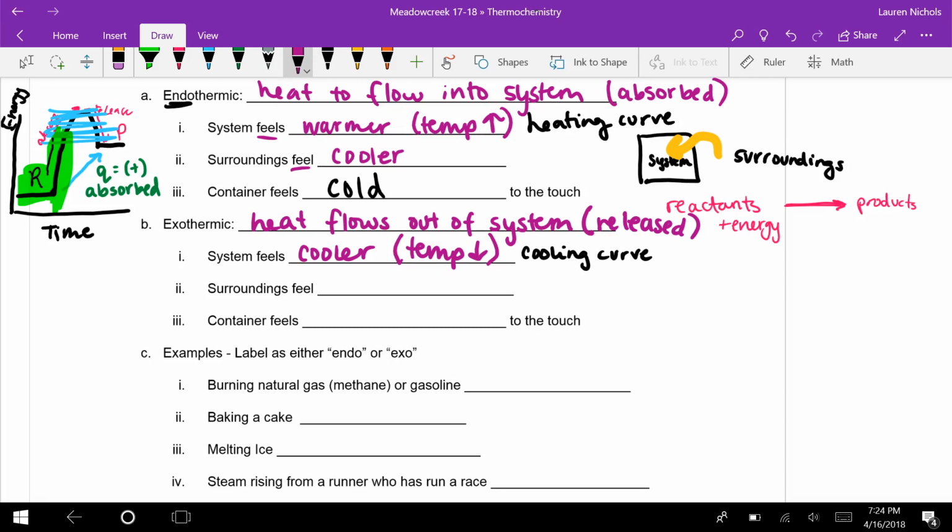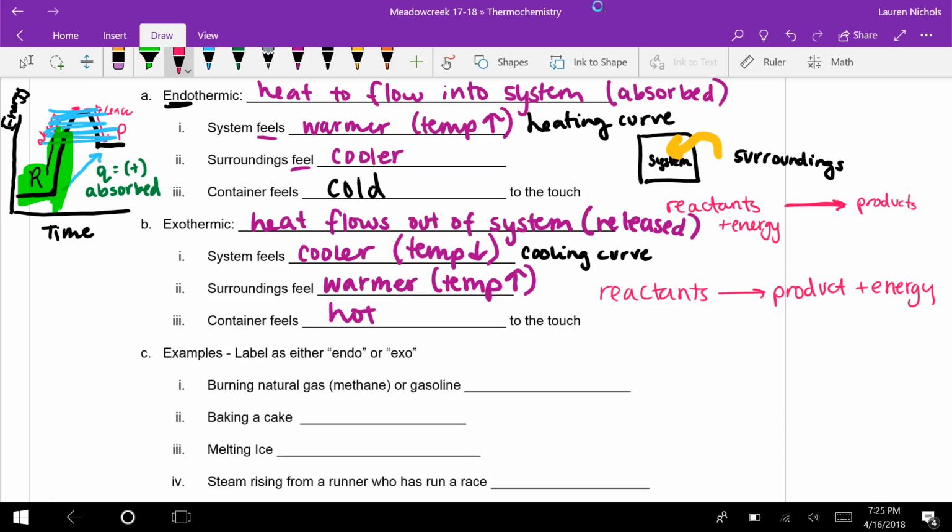So our surroundings are going to feel warmer, okay, and we'll be able to measure that energy transfer by measuring the temperature. So the temperature will go up, and this means the container will feel hot to the touch, okay. And so the way its chemical equation would look is you would have your reactants, okay, but now if energy is being released, that means energy is a product. It is something being produced and made from this reaction.